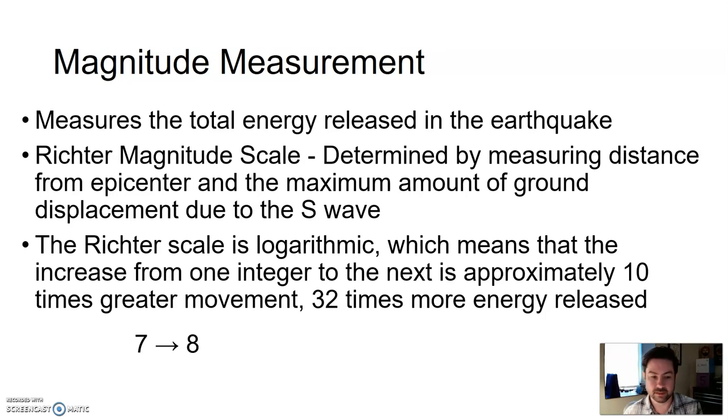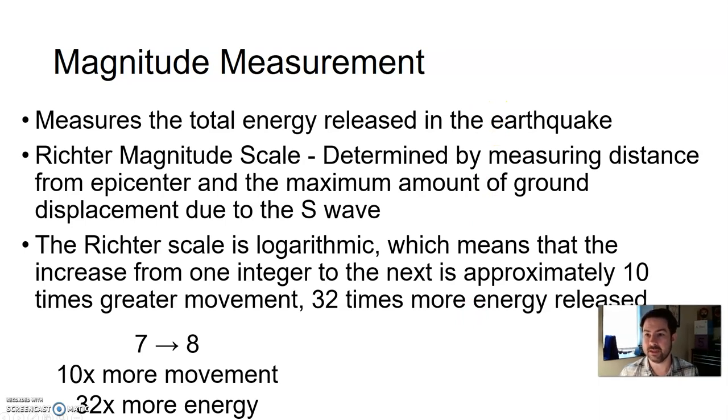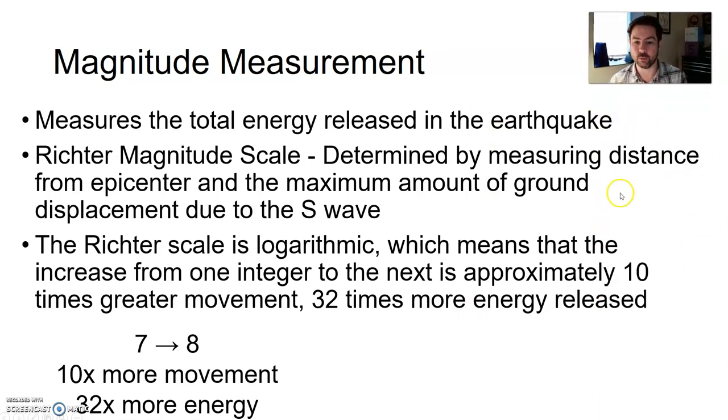For an example, the difference between a Richter magnitude 7 and a Richter magnitude 8 earthquake is that there's 10 times more ground movement from one to the next, and 32 times more energy released. Well, let's see how that plays out with a couple of steps and what that means. So instead of going from a 7 to an 8, let's jump from a 7 all the way to a 9. How much more energy is released?